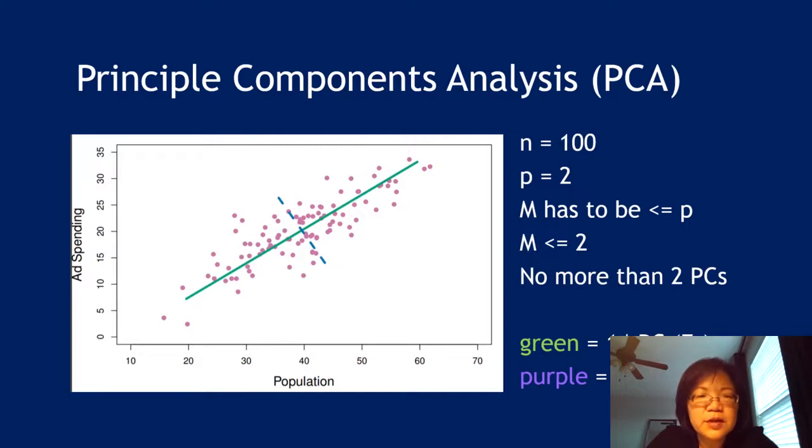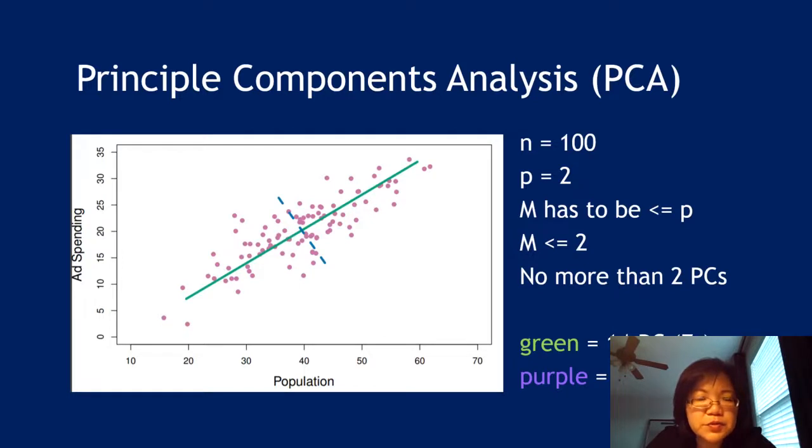Here's an example from Chapter 6, Dimension Reduction. This is a data set where we only have 2 variables, population and add. So P equals 2, and therefore we can have no more than 2 principal components. You can see that there are 100 dots in this data set, and they vary along both X variables. Population is X1, add is X2. We do not have Y values.